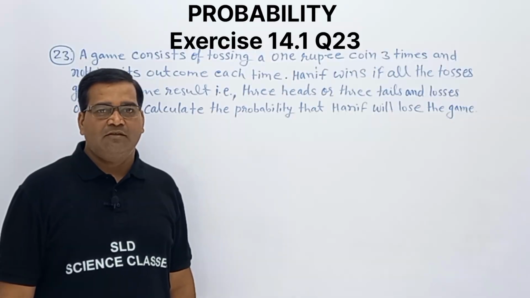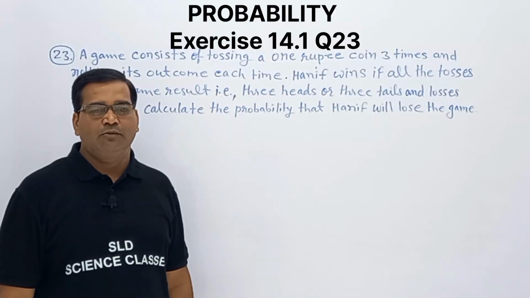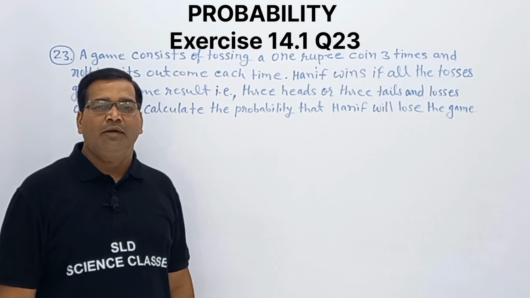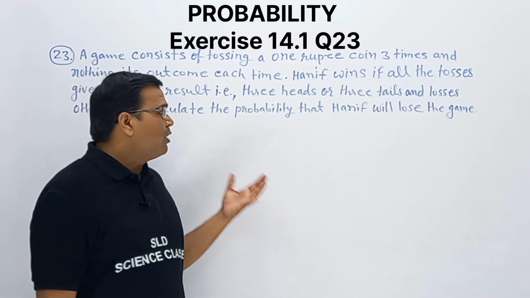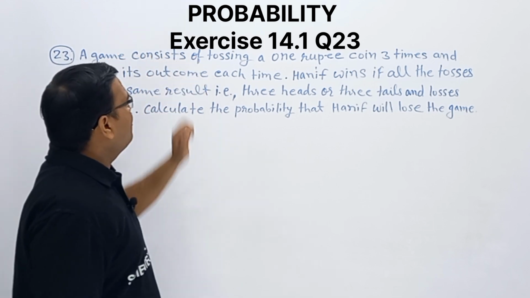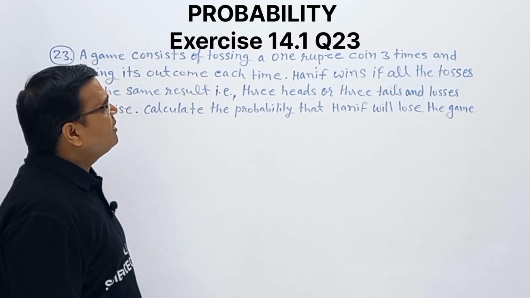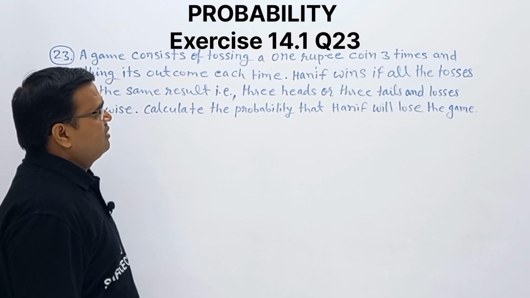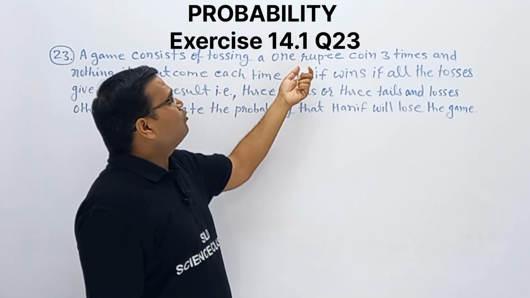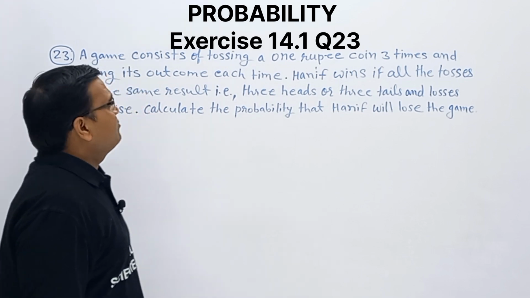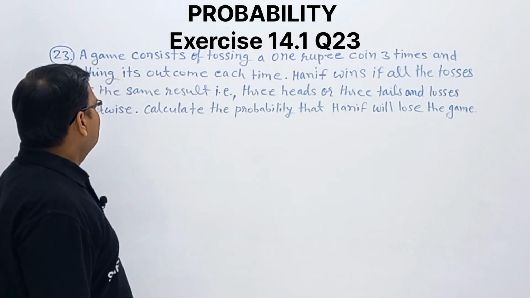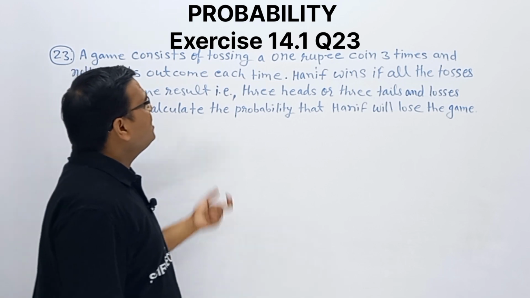In this class, we are going to discuss question number 23, exercise 14.1, probability. Observe this question. A game consists of tossing a 1 rupee coin 3 times and noting its outcome each time.